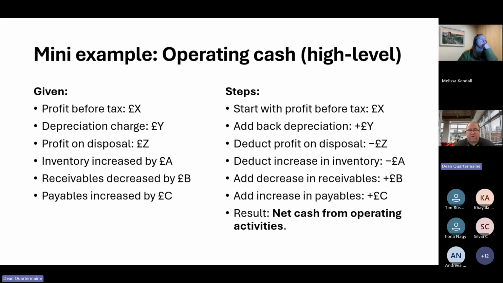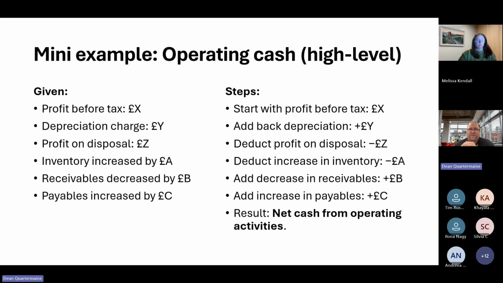And receivables have decreased, so you're going to add a decrease in receivables. You would deduct an increase in receivables. In this case, we're going to add in a decrease in receivables, so add in B. And then payables have increased by some amount, so you're going to add the increase of payables in. Obviously, if payables have decreased, you're going to deduct it. And then ultimately you get to the very bottom line, which is the net cash from operating activities.